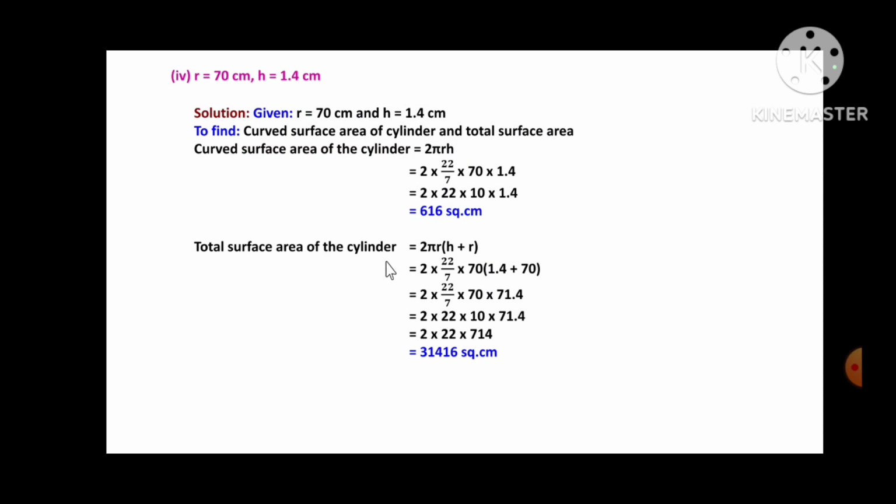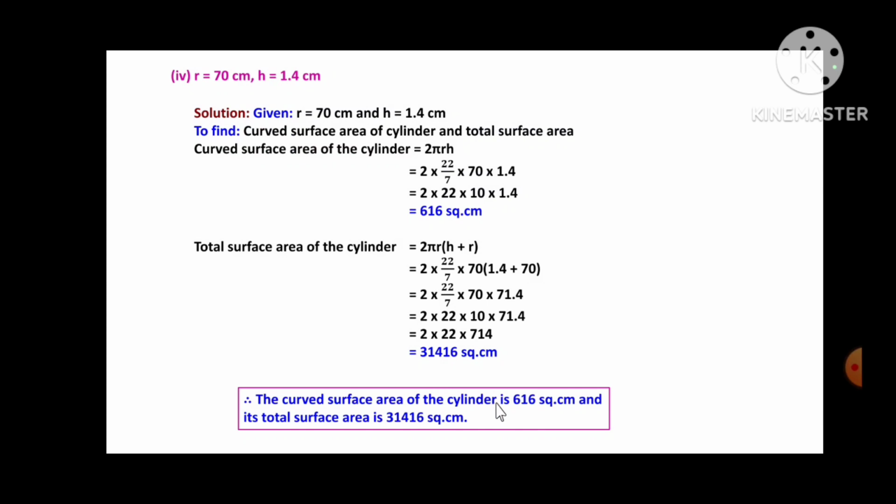The next, total surface area of the cylinder is 2πr(h + r). We'll put the values: 2 into 22 upon 7 into 70 into (1.4 + 70). So 2 into 22 upon 7 into 70 into 71.4. So here 70 upon 7 leads to 10. So 2 into 22 into 10 into 71.4. After again simplification, 2 into 22 into 714, the product of this is 31,416 square centimeter. In words we can write the curved surface area of the cylinder is 616 square centimeter and that of the total surface area is 31,416 square centimeter.